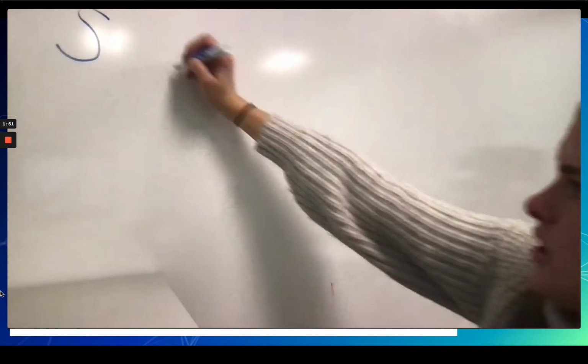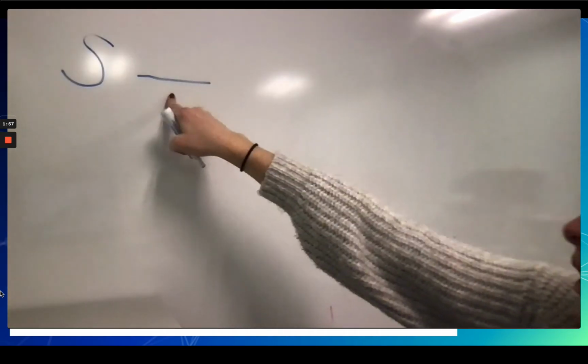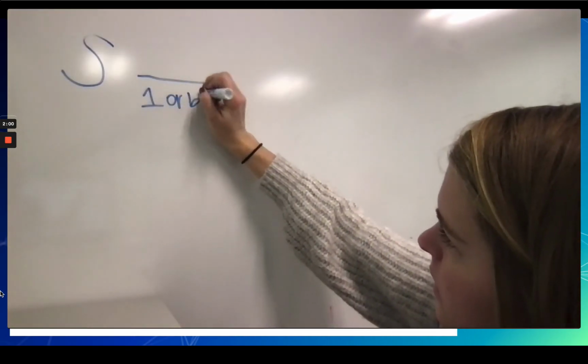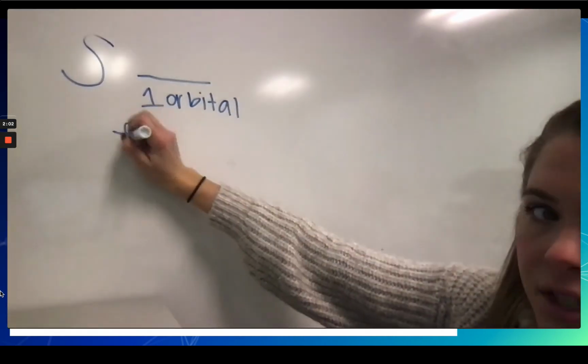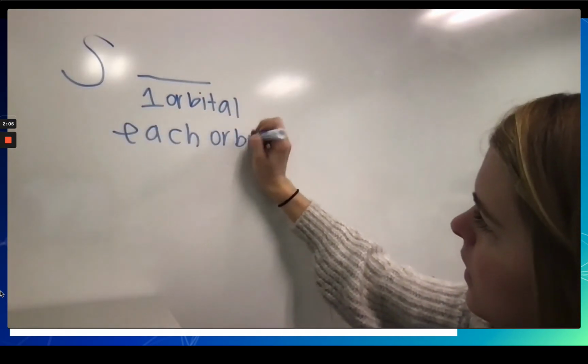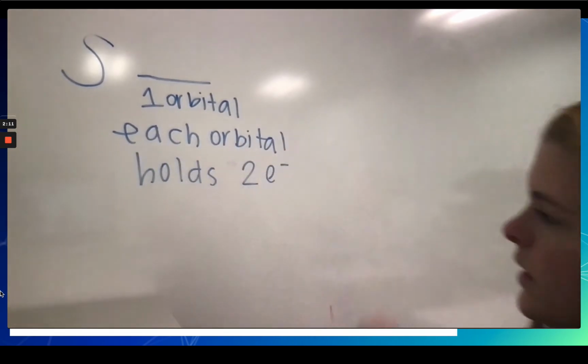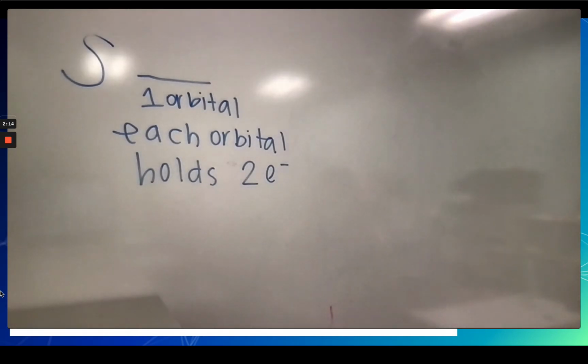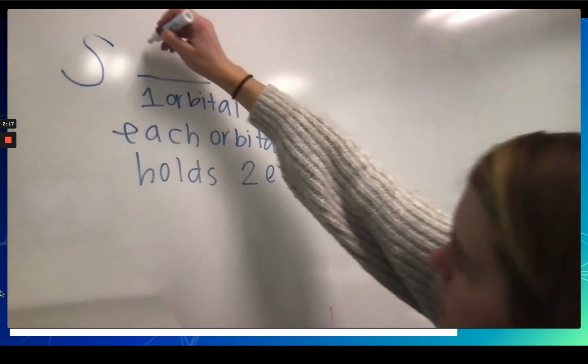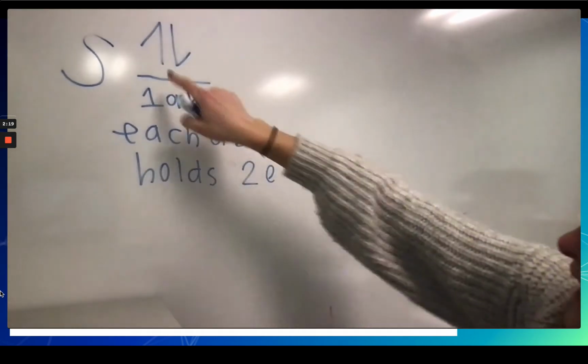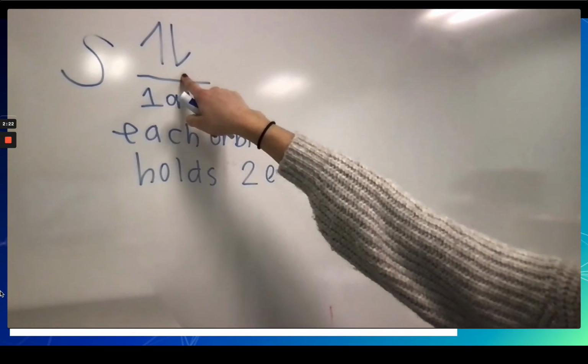Okay, so different orbitals can hold different amounts of electrons. So like I said, the s orbital has just 1 orbital. So what that means is it just has 1 spot ready for electrons, okay? So this 1 spot is 1 orbital. But each orbital holds up to 2 electrons. Okay, so each orbital can hold 2 electrons, and we talked about the magnetic spin number. So in 1 orbital, 1 electron will spin up and 1 electron will spin down. So each of these are representative of an electron.